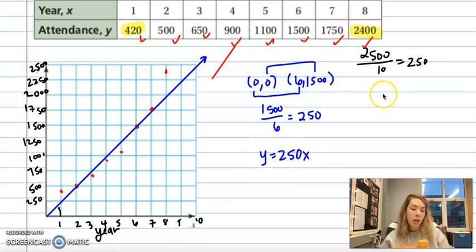You don't have to. Okay, and then if they would say, what do you predict the attendance to be like in year 20? You could take 250 times 20 to get that attendance. Or if they wanted to know, what year do you expect to hit 3,000 attendees? You could plug in 3,000 for y and then divide by 250 to find x. So that's why we like lines of fit. We're working on lines of good fit today. You have a worksheet next, and we'll talk about lines of best fit with the computer tomorrow.